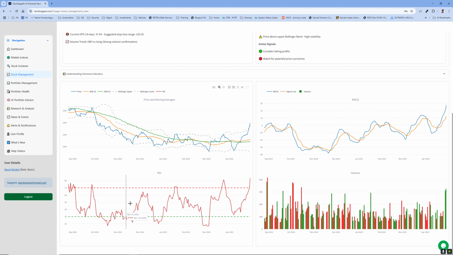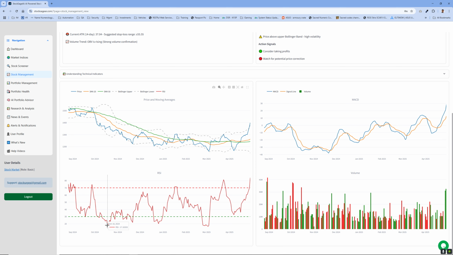So the center line is going to be 50, and anything crossing above or below this is going to showcase the shift in momentum. Okay. So don't use RSI ever in isolation. Combine it with the trend analysis. RSI overbought signals are less reliable in strong uptrends, just as oversold signals are less reliable in strong downtrends.